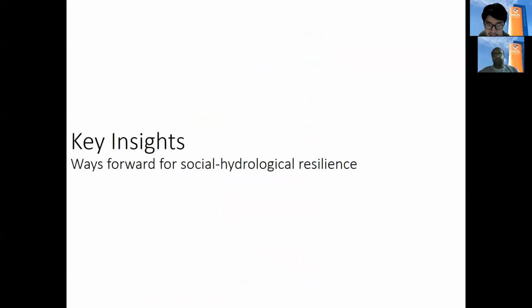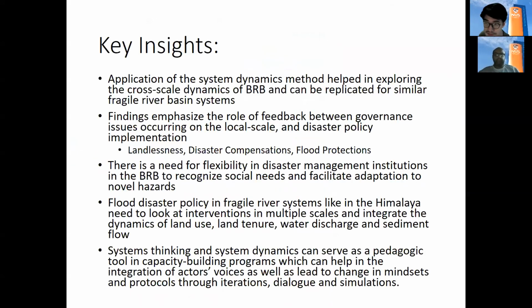Finally, here are the takeaways from our research. Firstly, we found the use of system dynamics to be rather useful in exploring the cross-scale dynamics of the Brahmaputra River Basin context, and it can be replicated for similar fragile river basin systems. The findings from the model have greatly emphasized the role of feedback between issues of governance occurring on the local scale and disaster policy implementations.